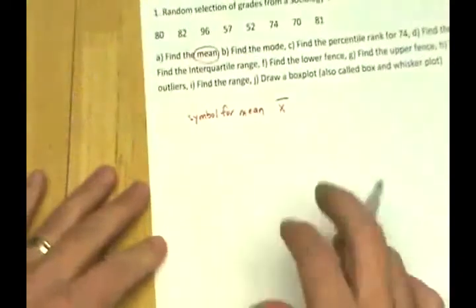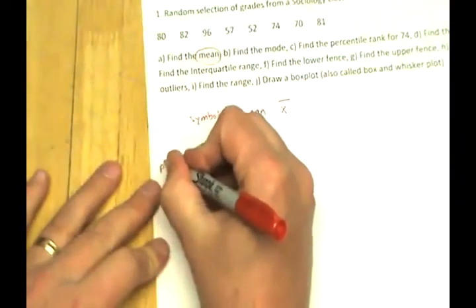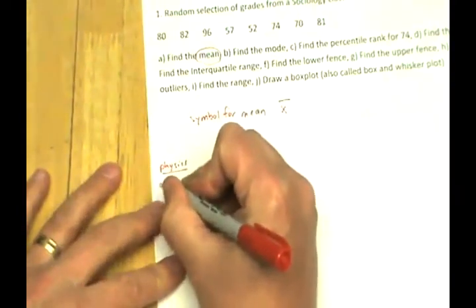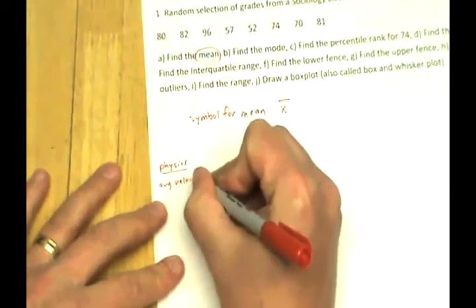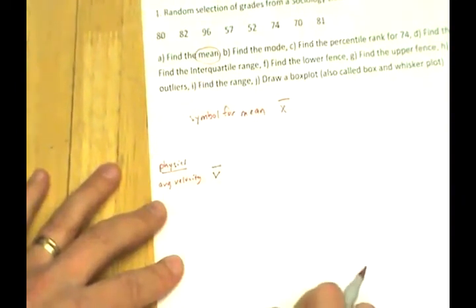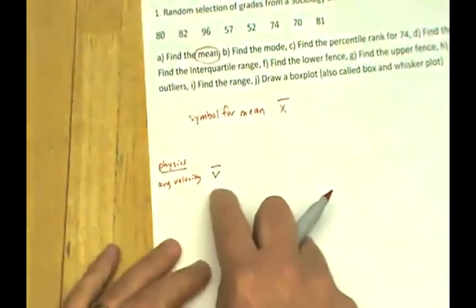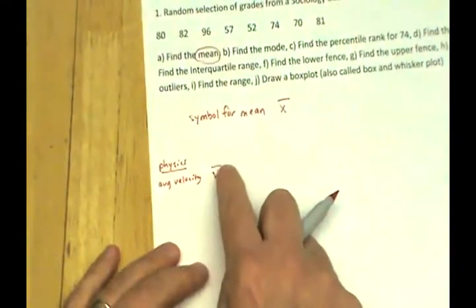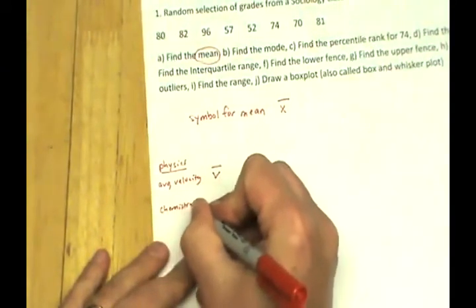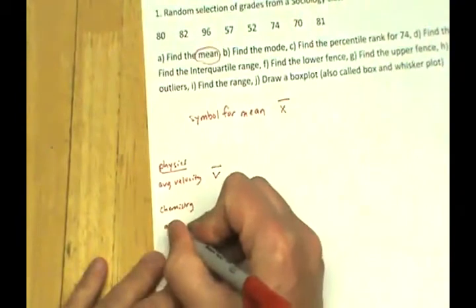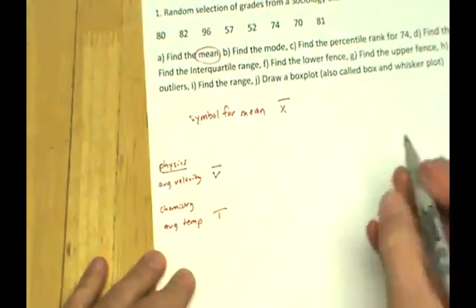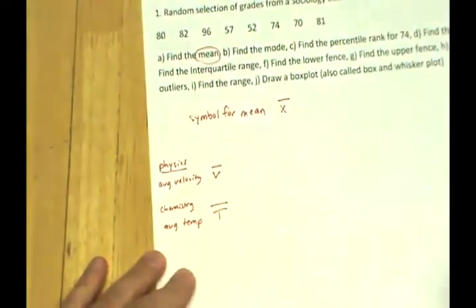Like for example, if you were in a physics class and you wanted to find, let's say, the average velocity of something, they would denote the velocity with a V, and then the average would be the bar. So the V obviously stands for velocity, but the bar is what means the average. If you were in a chemistry class and they wanted the average temperature, they would denote temperature with a capital T. They would put a bar over it, which represents the average.